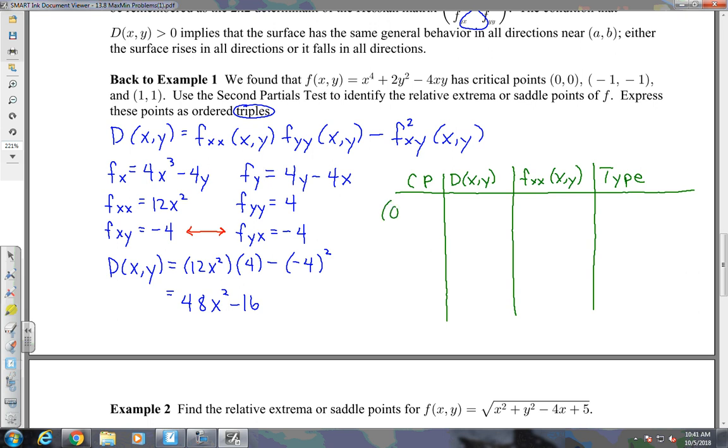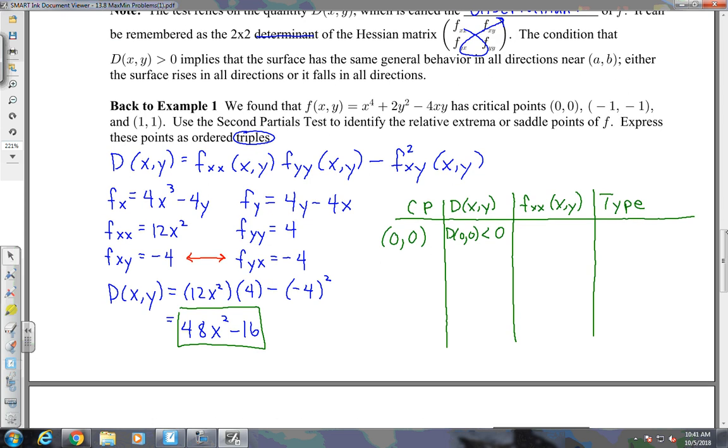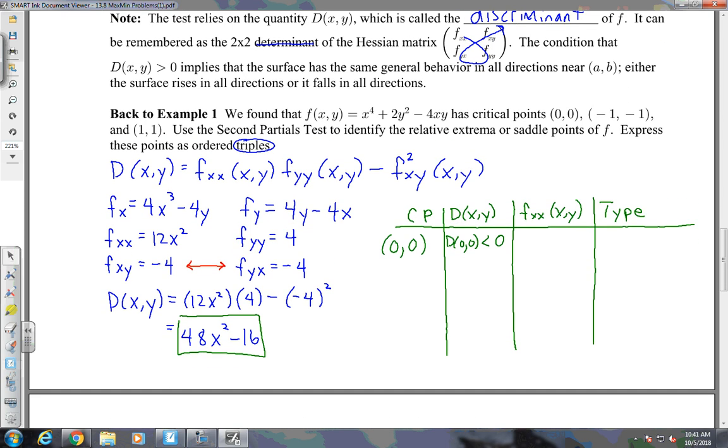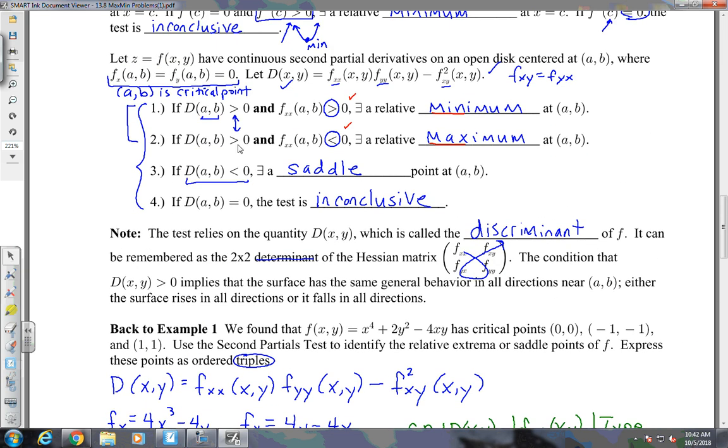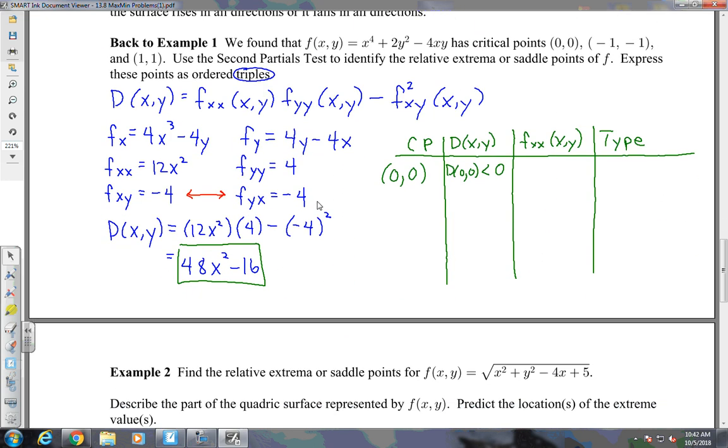So the first critical point we found was 0, 0. So I'm going to look at my function, 48x squared minus 16. This one happens to just depend on x alone. Sometimes you'll have both x and y there. If I plug in x equals 0, we would discover the value of the function is negative. If I'm looking at my 4 conditions as listed up here, if that D is negative, we don't have to check anything further. We have a saddle point. So we can skip this part and make our conclusion: this is a saddle point.